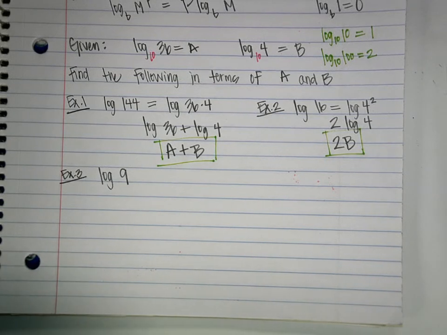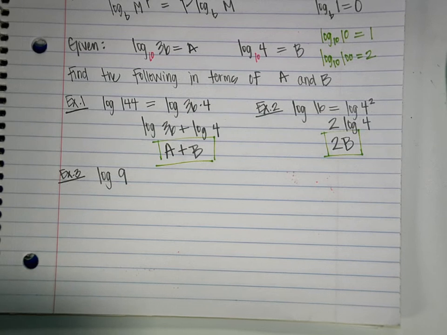Okay, log 9. Well, you could write B plus B, but what is B plus B? 2B. It's the same thing. So it doesn't matter how you get it. If you did 4 times 4 or 4 squared, it's going to be the same thing. I'm going to show you guys there's a couple different ways to do these.